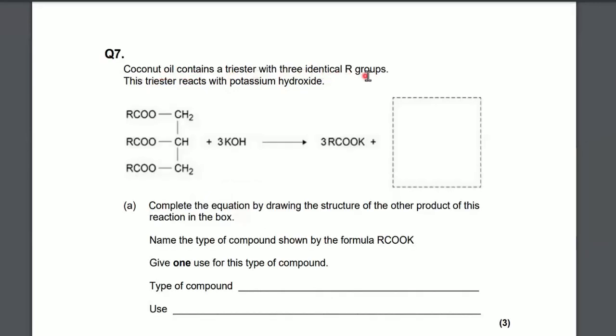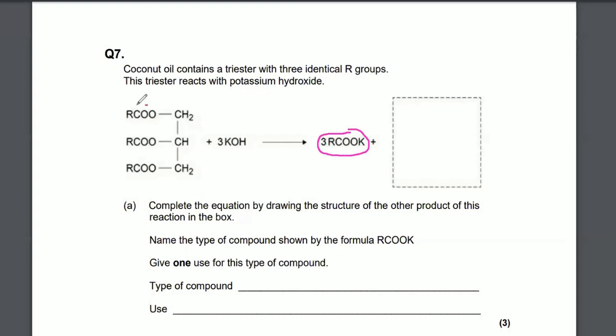Question 7. Coconut oil contains a triester with 3 identical R groups. The triester reacts with potassium hydroxide. So you can see we've got 3 KOH reacting with a triester in coconut oil. Complete the equation by drawing the structure of the other products of the reaction in the box. Name the type of compound shown by the formula RCOOK. Give 1 use of this type of compound, and that will get us another 3 marks.